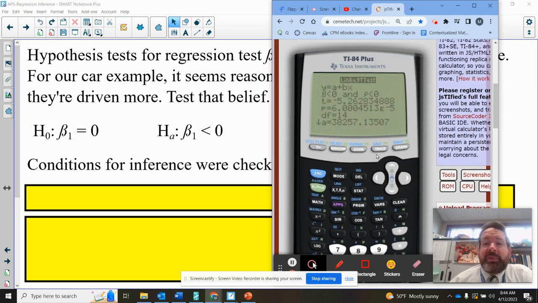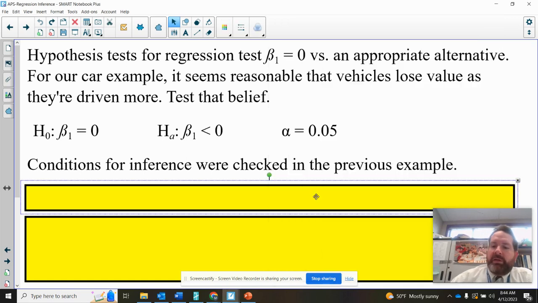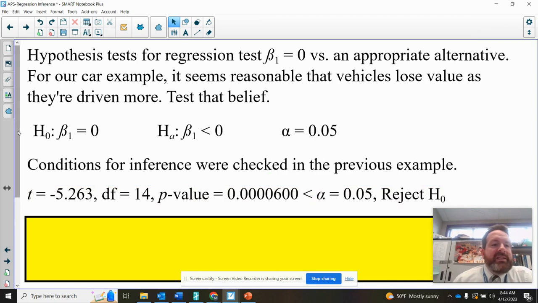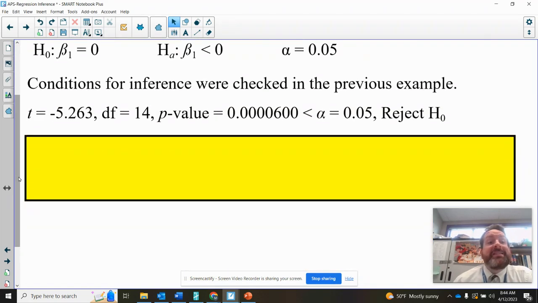And here you go. Our test statistic, right there it is. Degrees of freedom, again, is n minus 2. So we had 16 paired data values, 16 points, 14 degrees of freedom. And the p-value, very, very tiny. So yes, it looks like our slope is in fact negative. So we reject the null hypothesis that the slope is 0, and then answer the question that was asked.